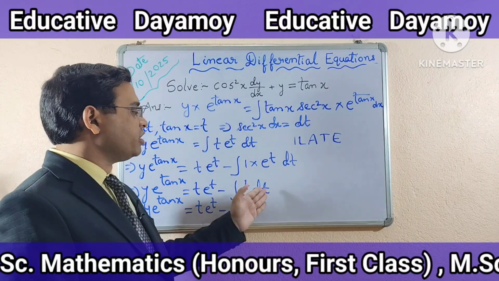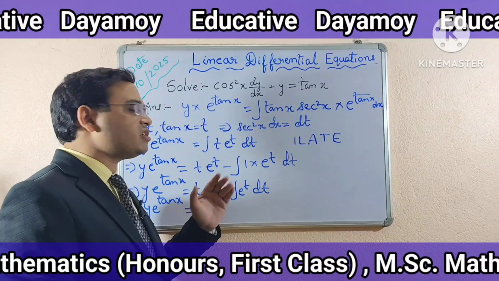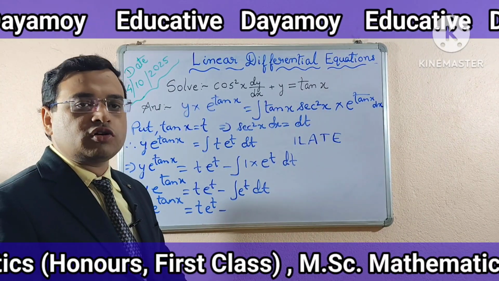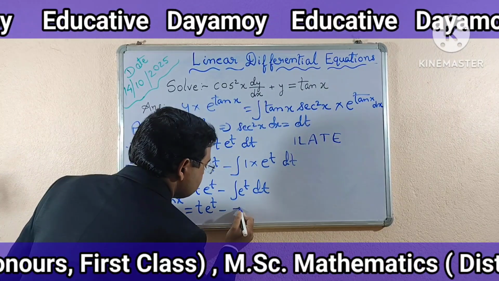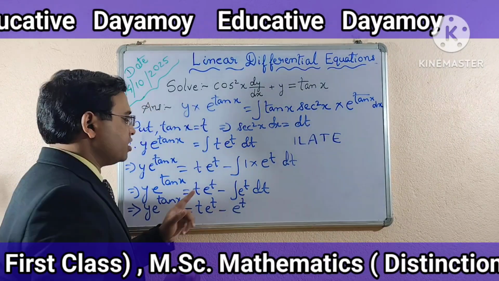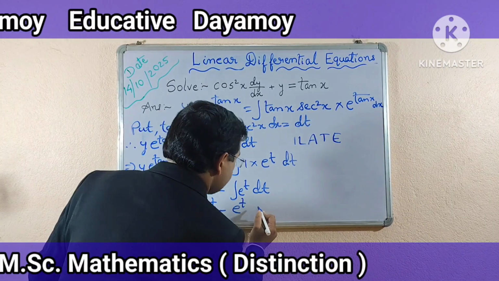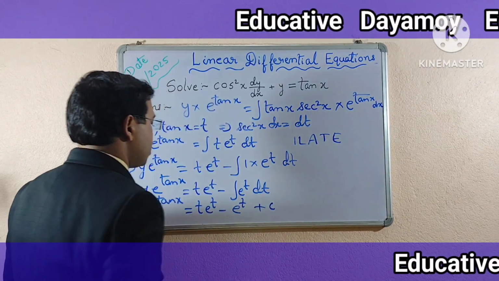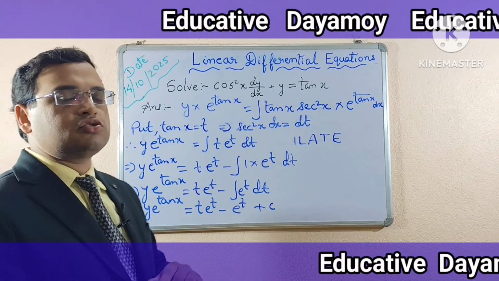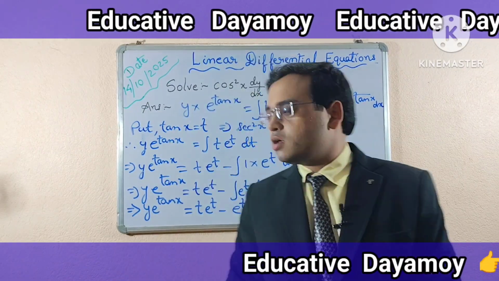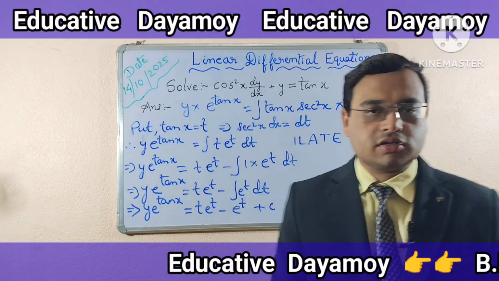Here, integration of e to the power t dt, in place of x, here it is t. So no need to confuse. So now integration of e to the power t dt means e to the power t. Now I will give here plus t. As I am finding the general solution, I am giving here t as the arbitrary constant.